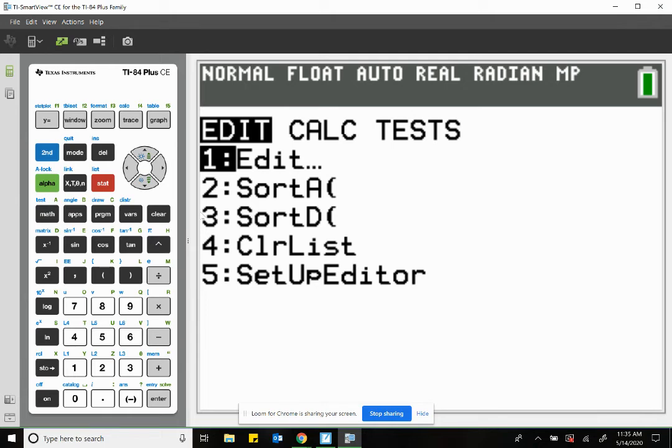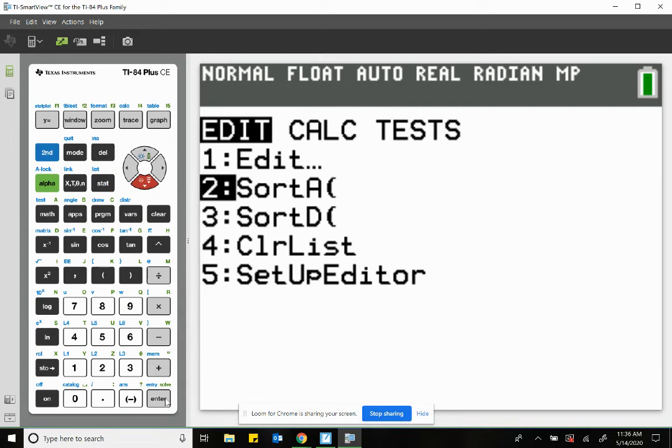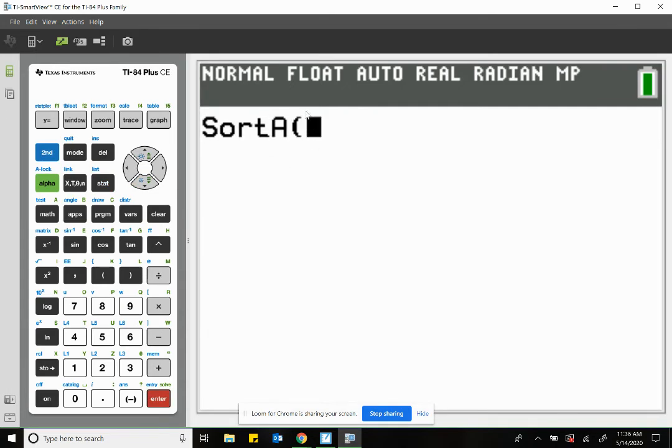Okay, speaking of order, if your data is not in order and you want to look at it in order, I hit stat, and right here this is called sort A, sort D. This means sort ascending, sort descending. So if you want to sort your data when it's not in order, after you put in your data, of course, go to stat, scroll down to sort A, and now it's going to play dumb, and it says, okay, what do you want me to sort?